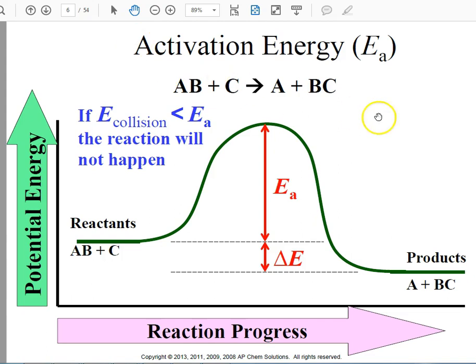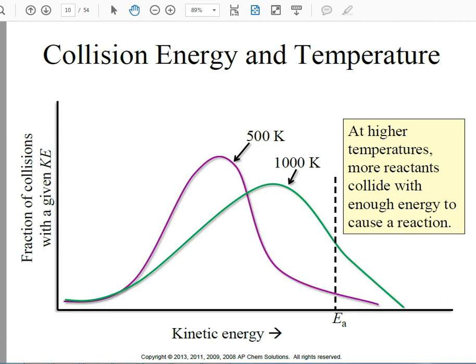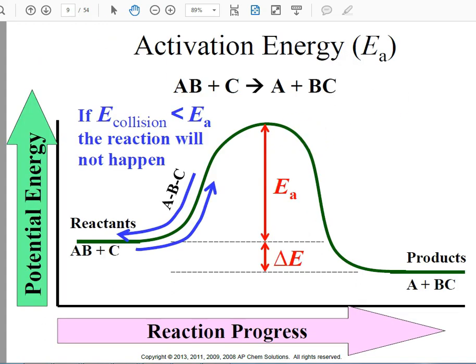Right? If the energy of the collision is less than the activation energy, then the reaction is not going to happen, which is what I was showing you earlier. So it's going to go up the hill and turn around, go back down. No reaction occurs. However, if it has enough activation energy to get over the hump, then it will naturally roll back toward the products because they are at lower energy, and everything's trying to be at the lowest energy possible.